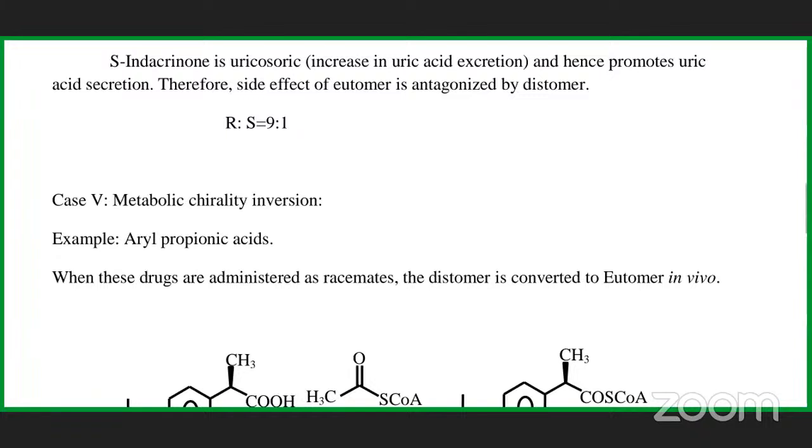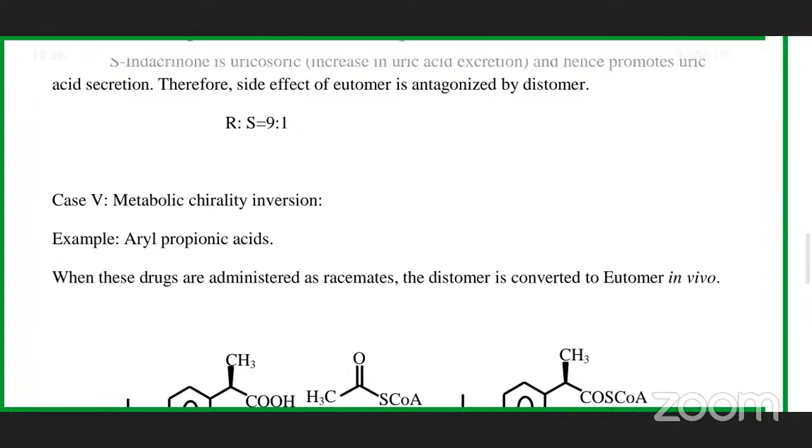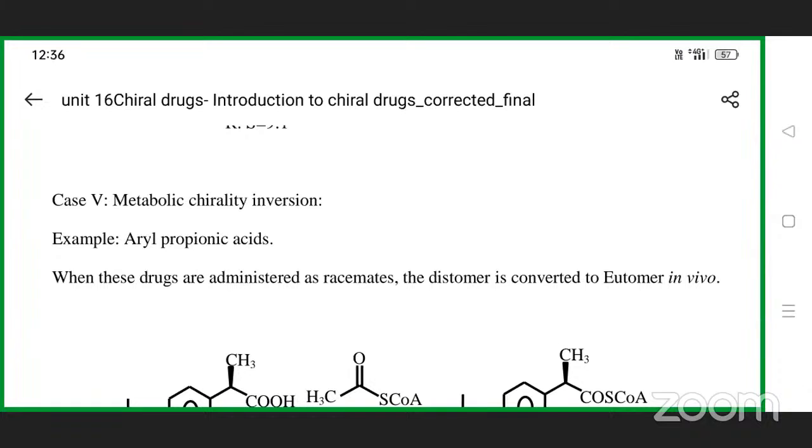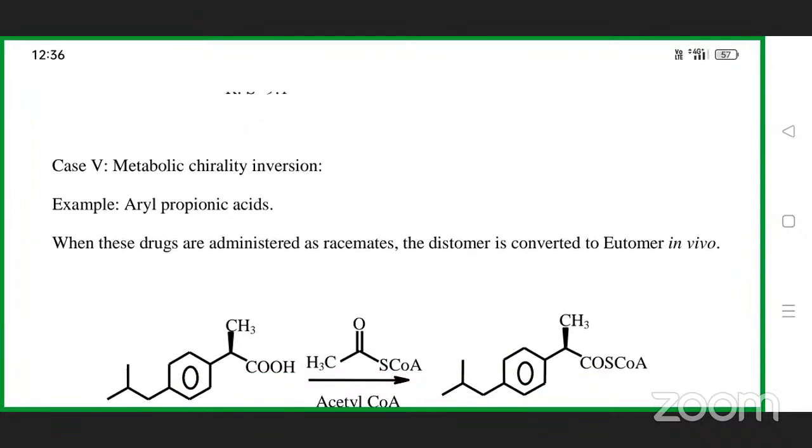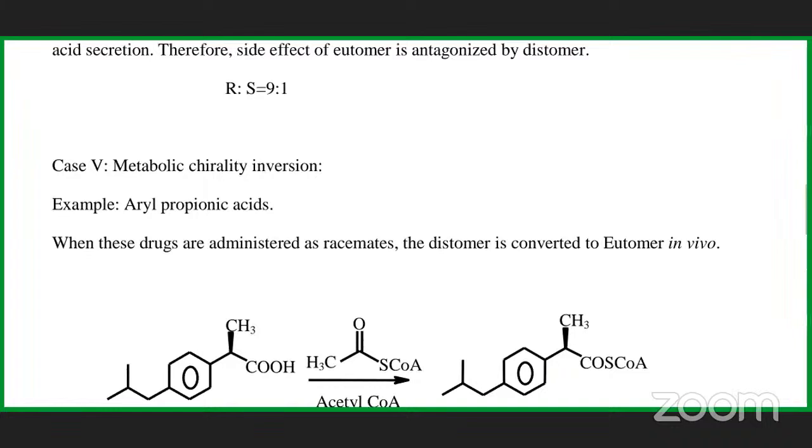This inversion or conversion of the chirality takes place inside the living organism, and it is the changing of the chiralities due to the metabolic process. Here the example is given, like aryl propionic acid. When these drugs are administered as racemates, the distomer is converted to eutomer in vivo.